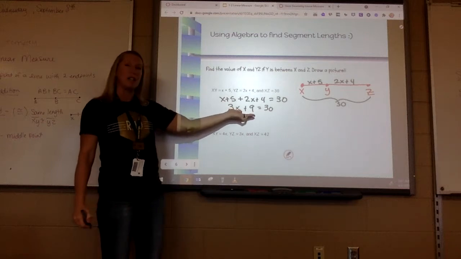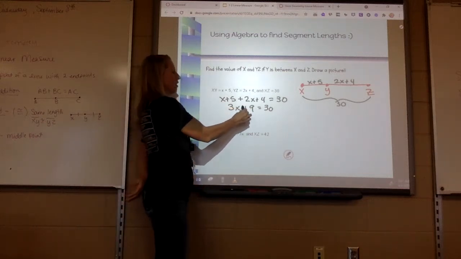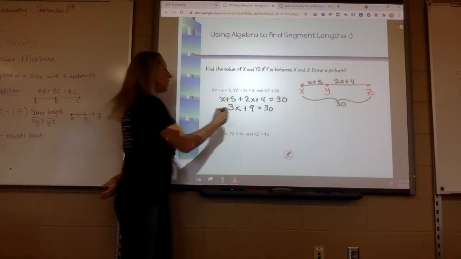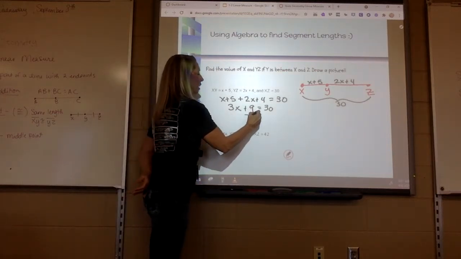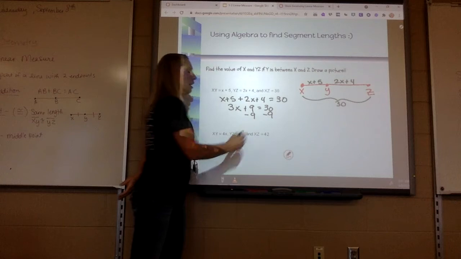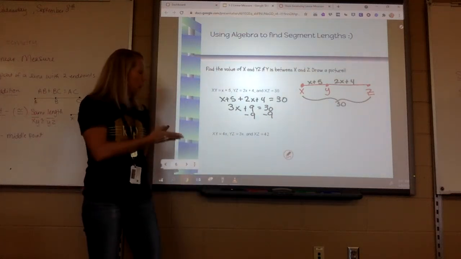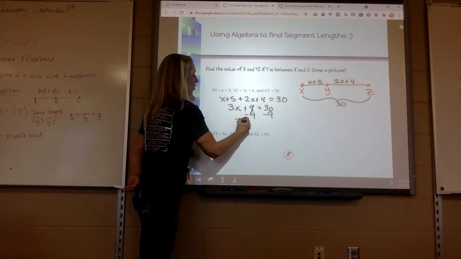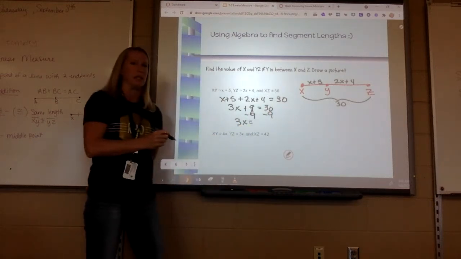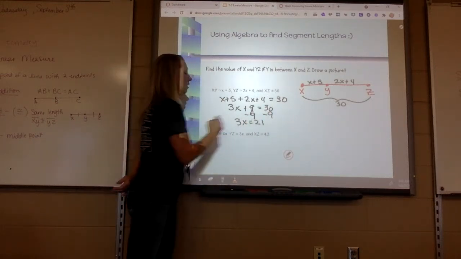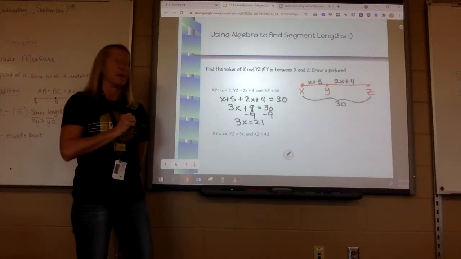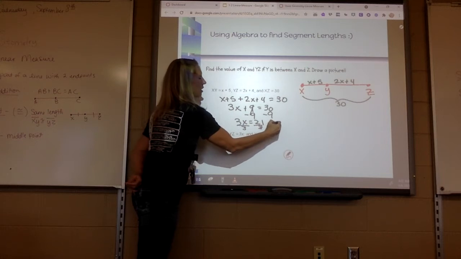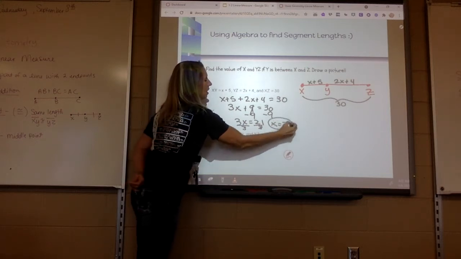Remember, last year, I would look at this and say, okay, I have to get rid of the plus 9, so what's the opposite of adding 9? Last year, they made you write minus 9, minus 9. If you could do that step without writing that down, that's great. So 3x equals, what's 30 minus 9? 21. And then what's the final step? Divide by 3, so x would equal 7.